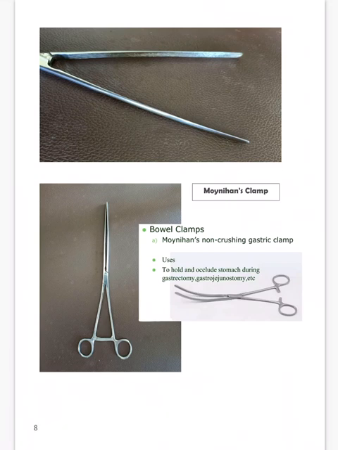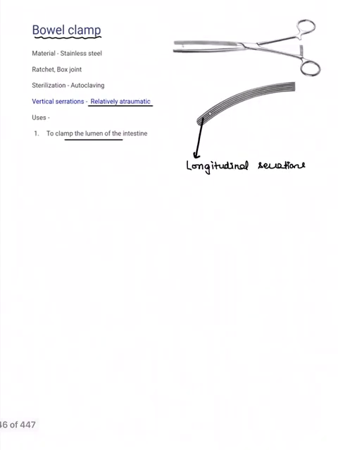Then this one, this is the Moynihan's clamp. Do you see, guys, how is the serration on this? These are basically the longitudinal lamba wala serration. Hence this is relatively atraumatic. So where do you want it? In order to hold the stomach during your gastrectomy. If you hold with a traumatic instrument, the bowel may rupture, and this may create a very big problem for you. Okay, so we use here Moynihan's clamp.